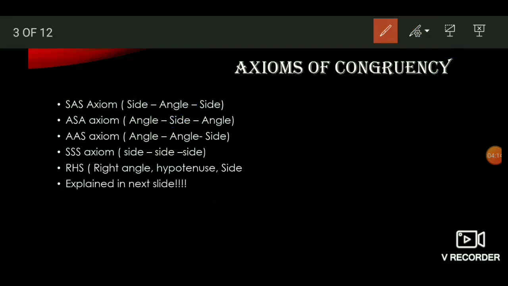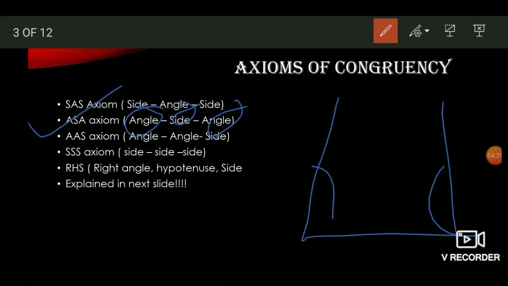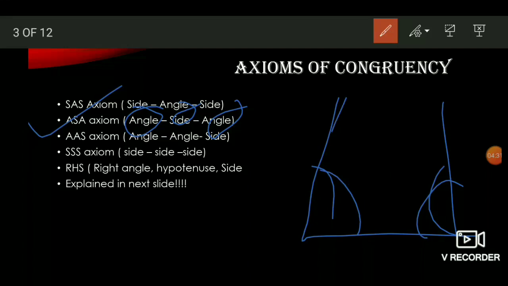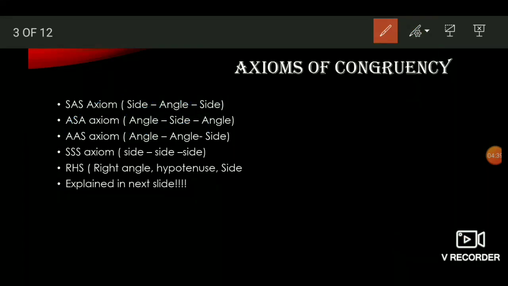Now the next axiom is ASA. Here we can also understand by the name: angle side angle. Therefore these are the two angles, like this. Suppose this is a side. Now this angle and this angle, this is a triangle. This included side has been mentioned here, which we will learn in the next slide. Now the next axiom is AAS.